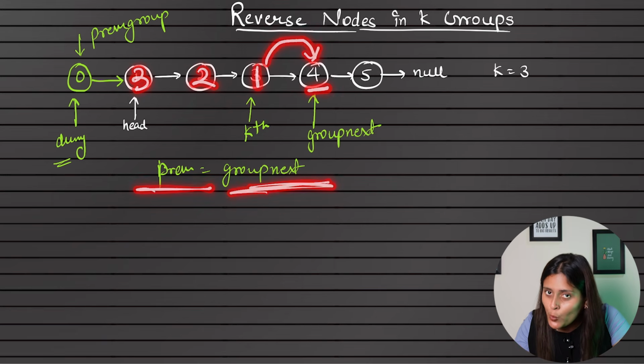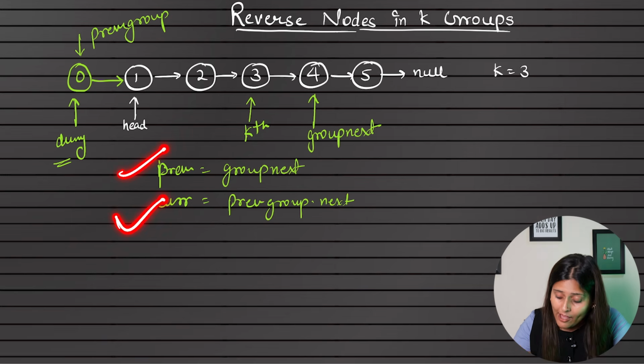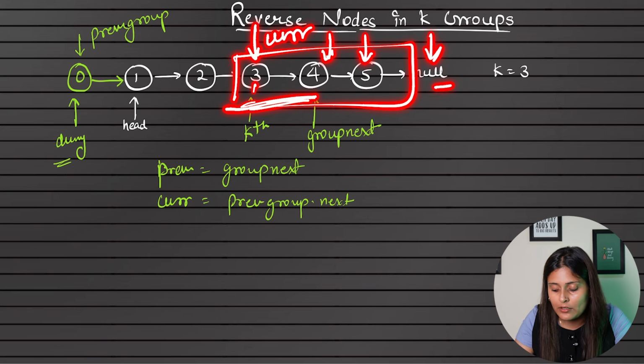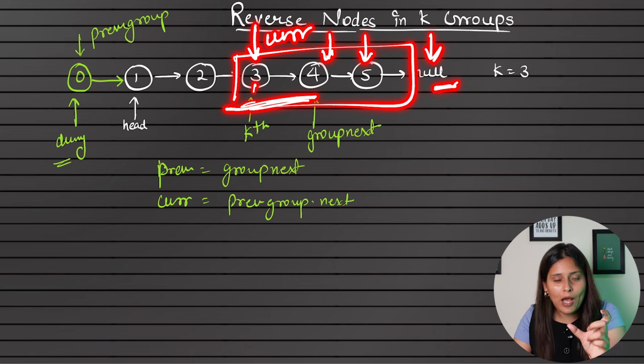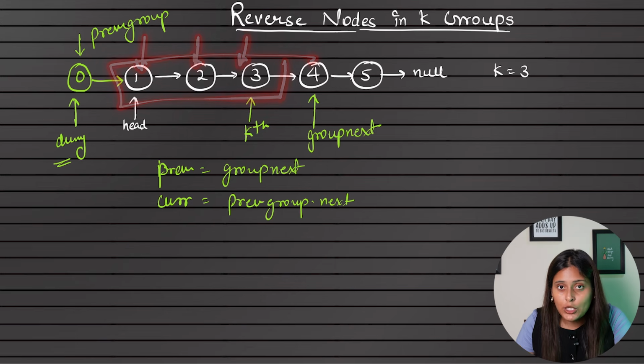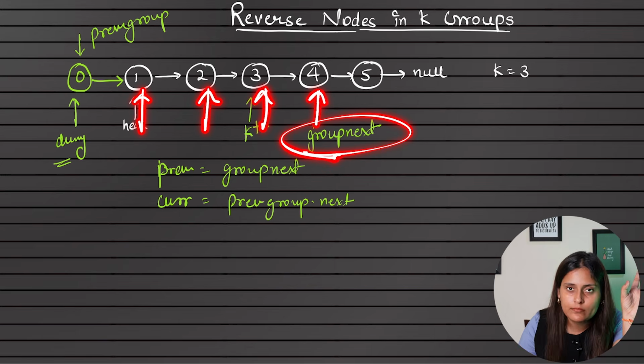So previous will be my group next. Can I say current will be nothing but previous group dot next? Yes. Now I have my previous, I have my current. I have to write that reversal logic. If you remember, to reverse the entire linked list, you start your current pointer and move it until it becomes null. Null is the condition to stop. But here you have to stop at this. So can I say keep doing until your node hits group next, correct?